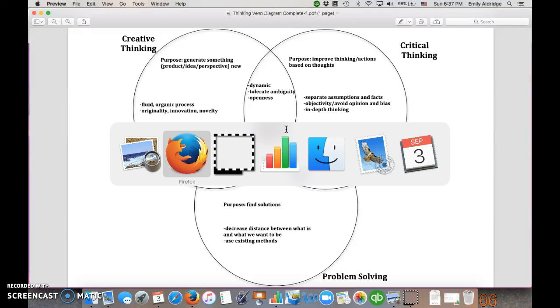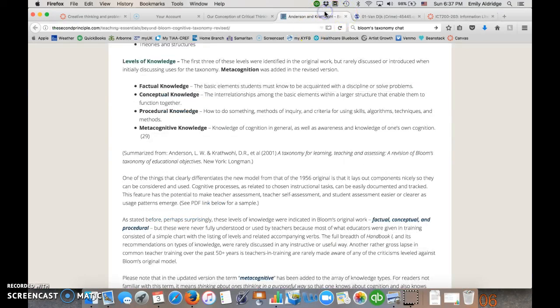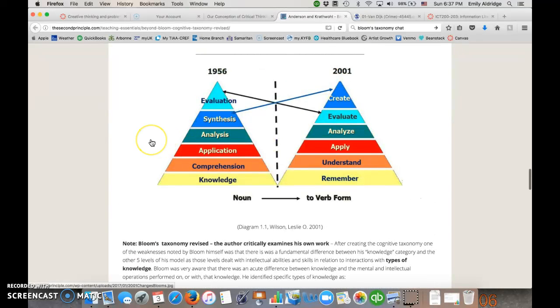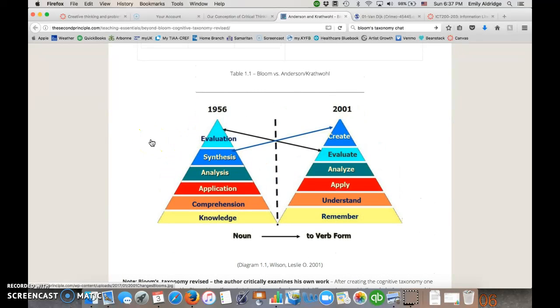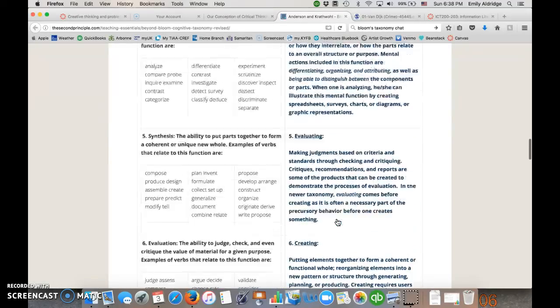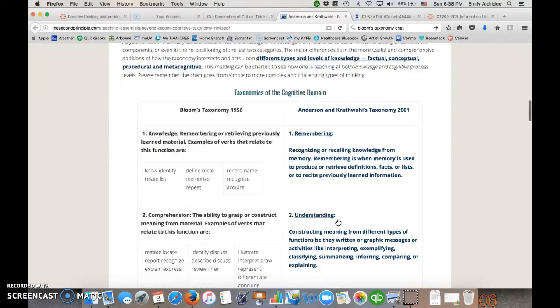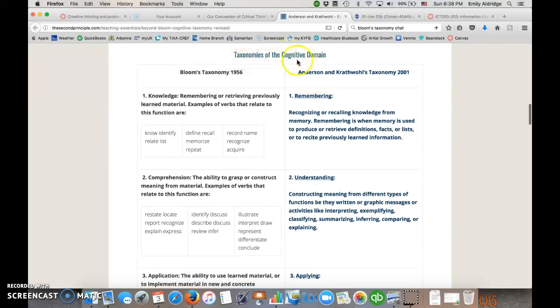To go back over here to Bloom's taxonomy, in this particular piece, what I want you to see is there is a move from the nouns of having these particular things to the verb form of doing certain things. And so the most valuable piece of this article, in my opinion, that I'd like you to focus on is about halfway through, and it says taxonomies of cognitive domain.